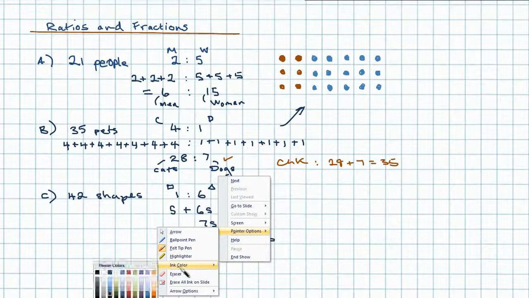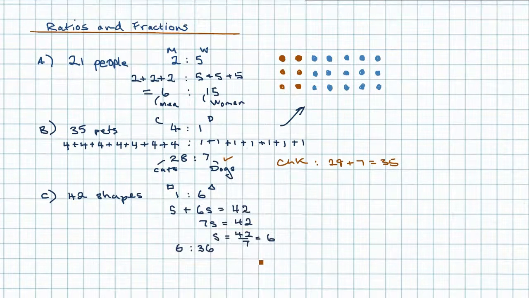And now to do a check, so let's just check this. If I add 6 plus 36, that comes to 42. So this must be correct. 6 squares then, and 36 triangles, 42 shapes in all.